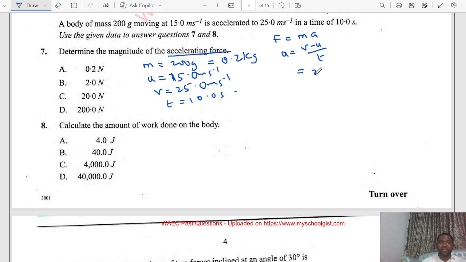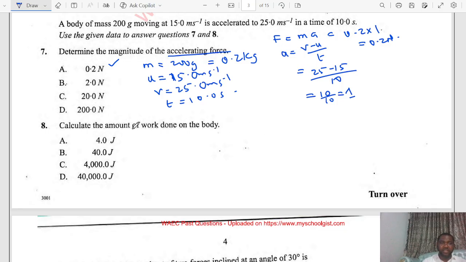The final velocity is 25, the initial is 15, then the time is 10. So that would be 10 divided by 10, and that is equal to 1. So the acceleration is 1. When you say mass times acceleration, the mass is 0.2, the acceleration is 1, so that gives us 0.2 newtons. So A is the answer to number 7.